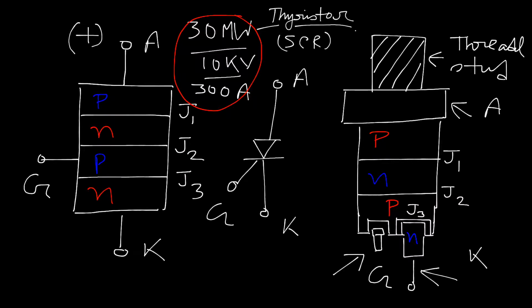Suppose we consider the cathode is more positive with respect to anode. Then current tries to enter from cathode to anode. So in this particular case, what happens? The junction J3 is in reverse biasing condition as the current tries to flow from N layer to P layer, as well as junction J1 is again in reverse biasing condition. But the junction J2 is right now in forward biasing condition.